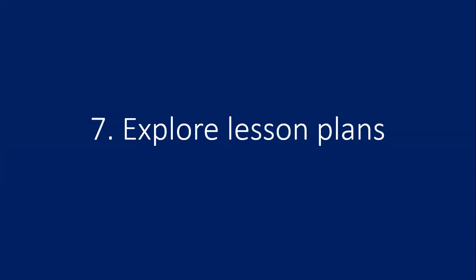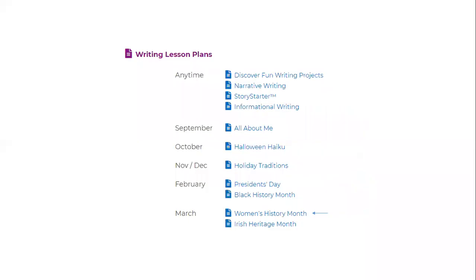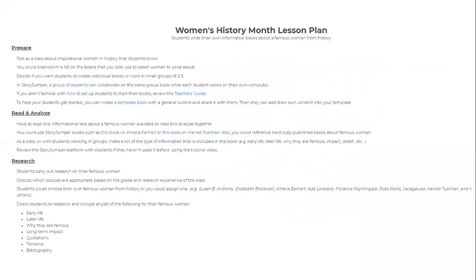If you do not know what to do with Storyjumper, explore their lesson plans. They have multiple categories such as the ones shown here. The one on Women's History Month here makes students read about influential women and create a book about one of them.